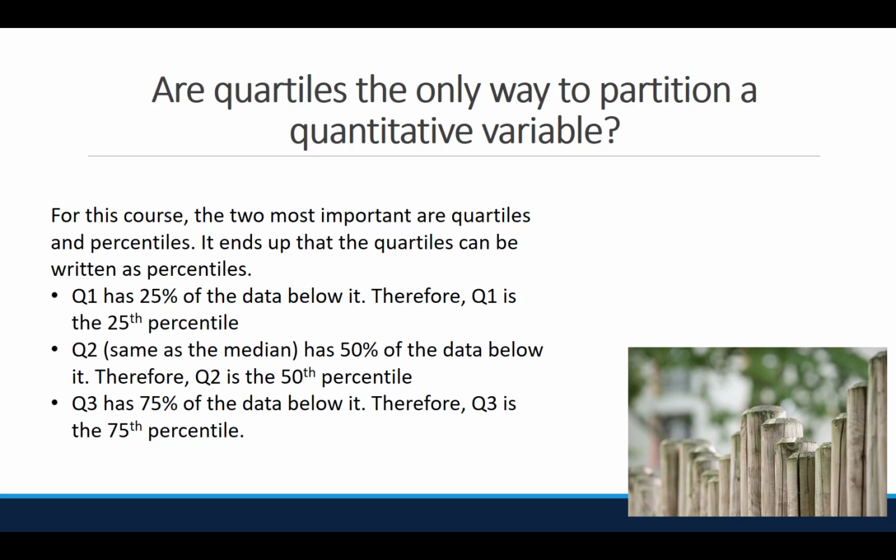Q1 has 25% of the data below it, therefore Q1 is the 25th percentile. Q2, same as the median, has 50% of the data below it, therefore Q2 is the 50th percentile. Q3 has 75% of the data below it, therefore Q3 is the 75th percentile.